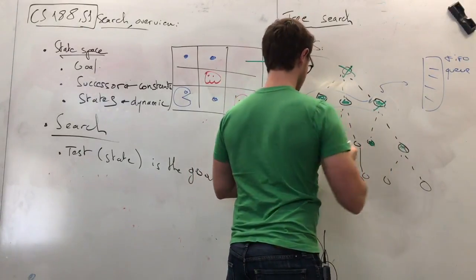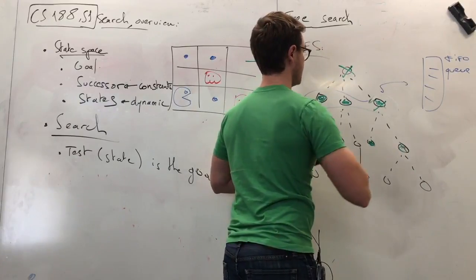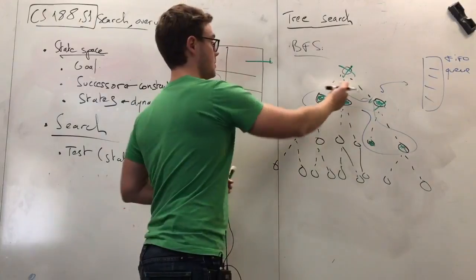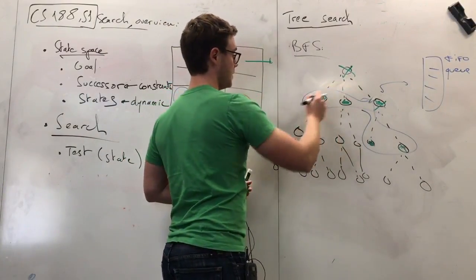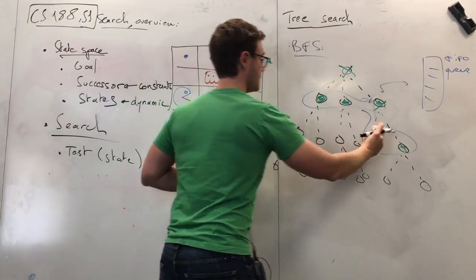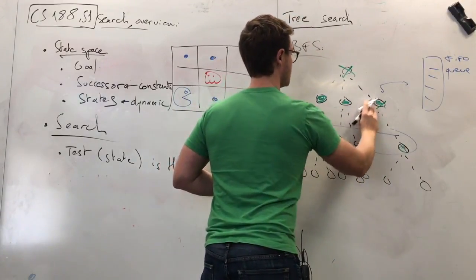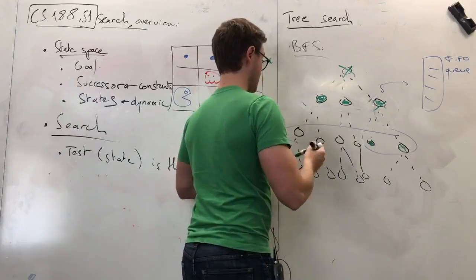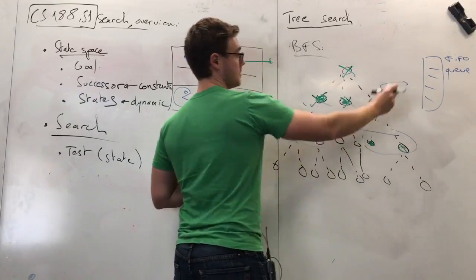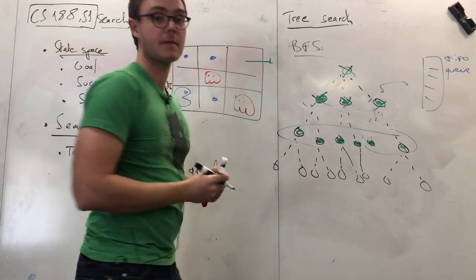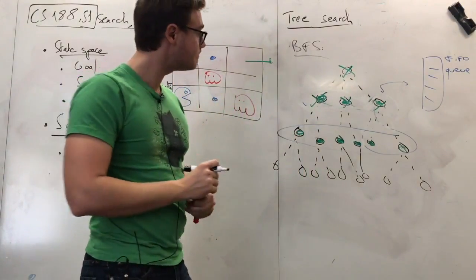These nodes become part of the fringe, and so on. I can do the same thing with this node. I will expand this one, and this node I will expand too. So once I've done that, you can see that these nodes have been explored. The next nodes in the fringe are these folks here.